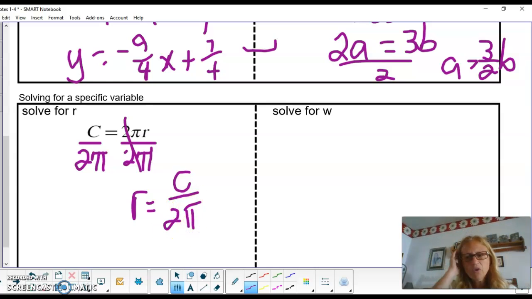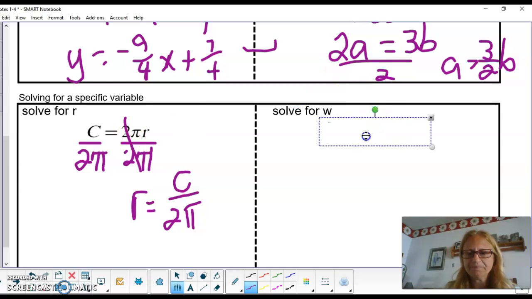Okay, so if we were finding the radius over and over again, all we'd have to do is plug it into this formula and we would be done. All right, so that's how we're going to solve when you're multiplying more than one variable or numbers together. You're just going to divide.